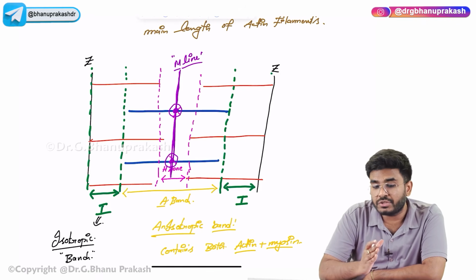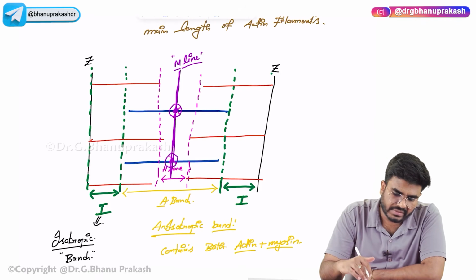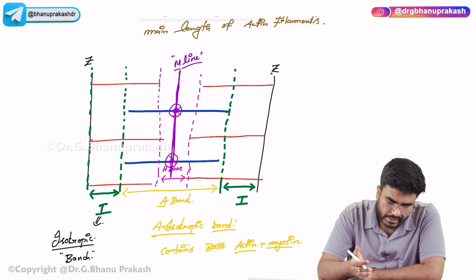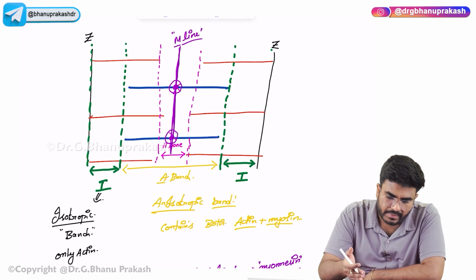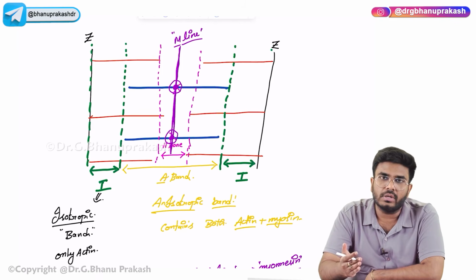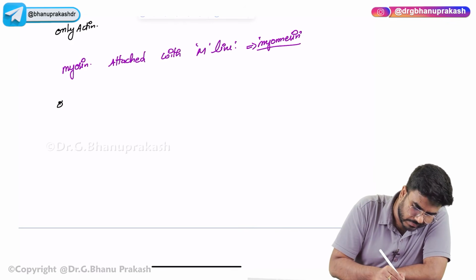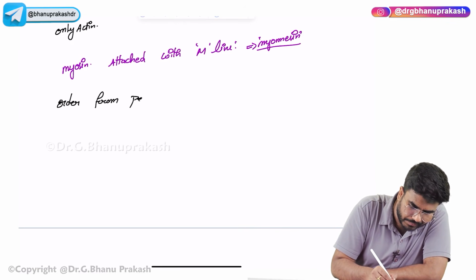Next, what are the boundaries of the sarcomere? They will ask you to arrange in order. See, always there is a Z line. After the Z line there is the I band. After the I band there is the A band. Within the A band there is the H zone. Within the H zone there is the M line. So, the order from the periphery.